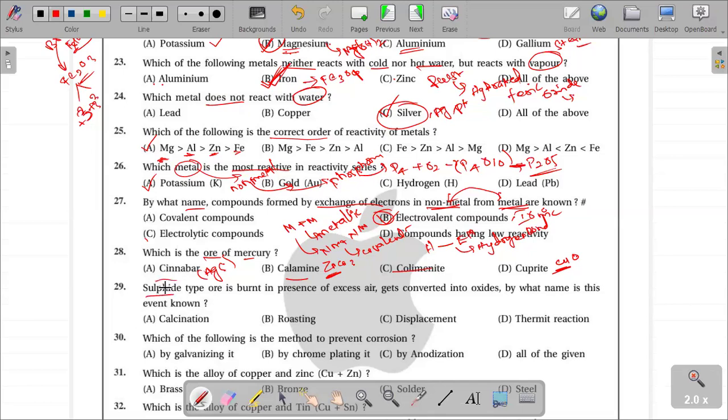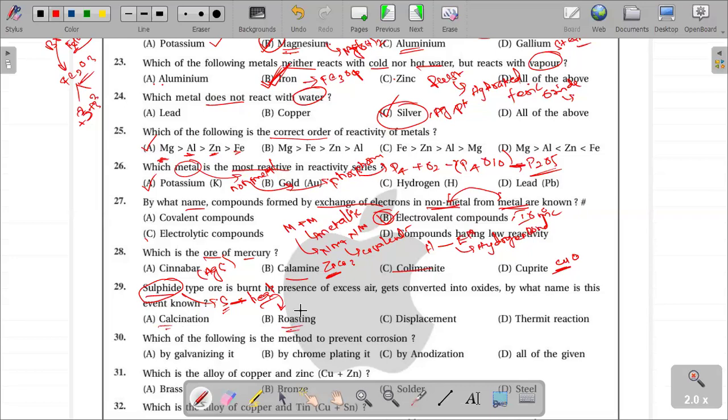Sulfide. That means if you want to remove the sulfur from the ore, you have to heat very hotly. That means too much temperature you need to supply. Supplying too much heat energy is nothing but roasting. Suppose calcination means you just want to heat. That is the calcination process.